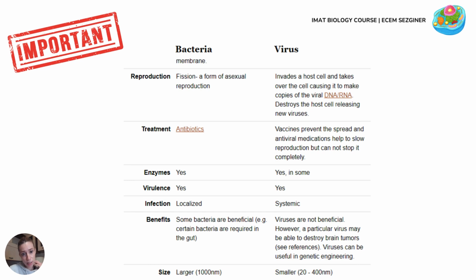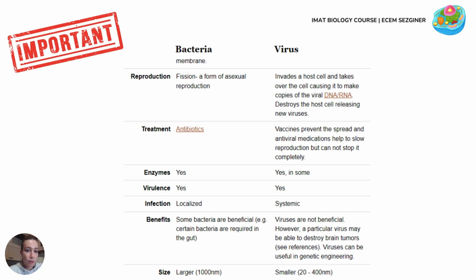The reproduction is binary fission, which we learned in lecture 2. It's a form of asexual reproduction. On the other hand, viruses have to invade a host cell and take it over in order to copy themselves. We don't say they reproduce, but we say they copy themselves.